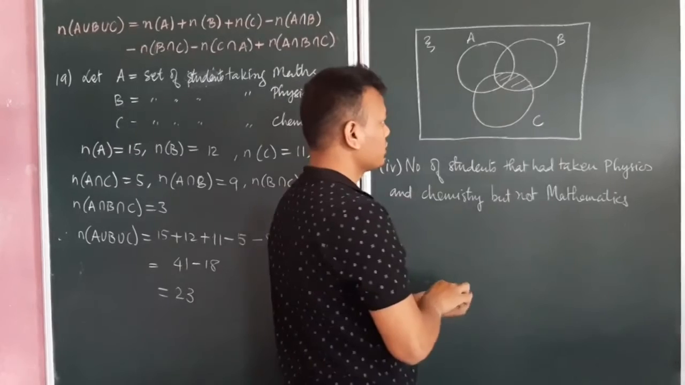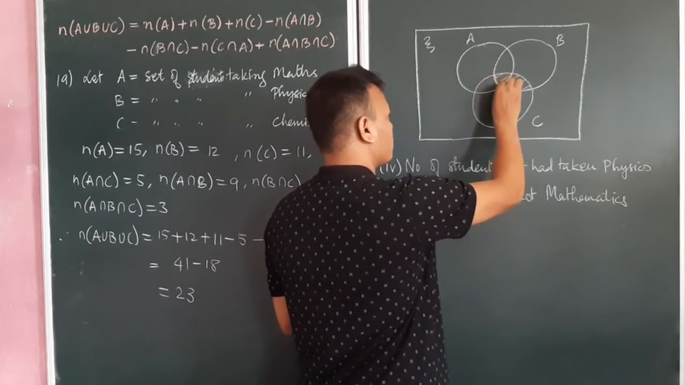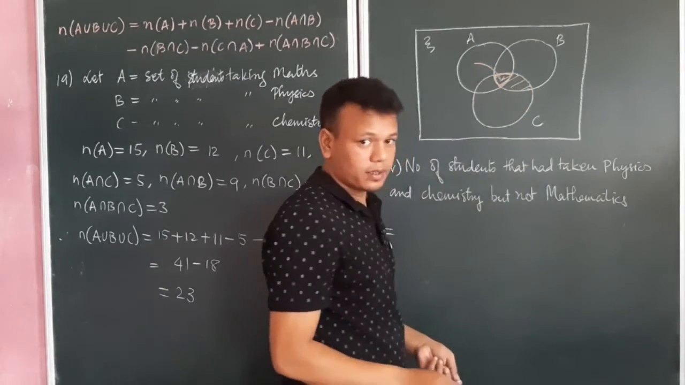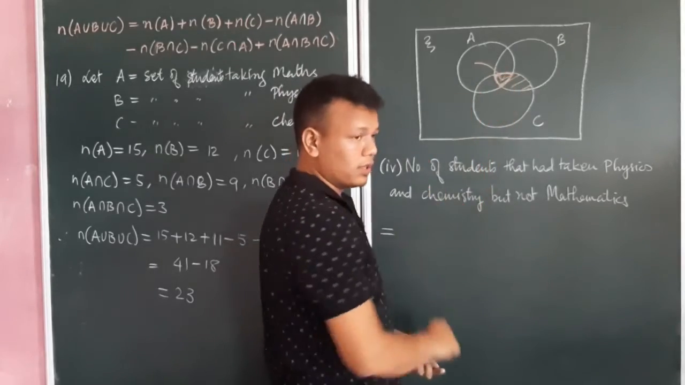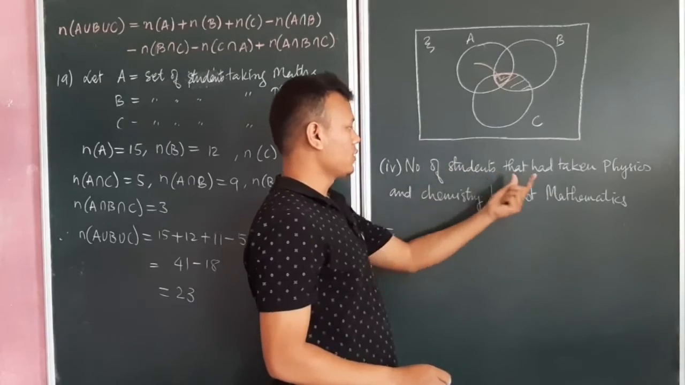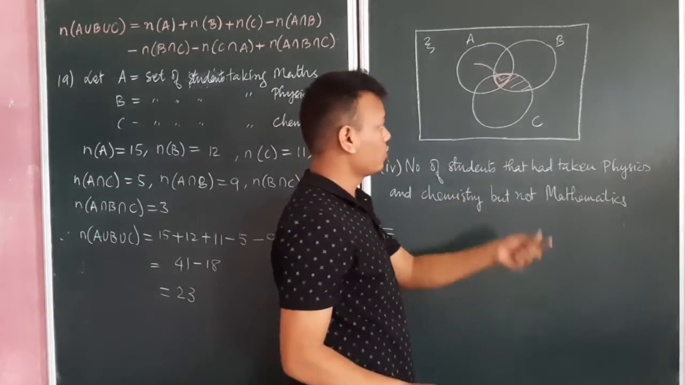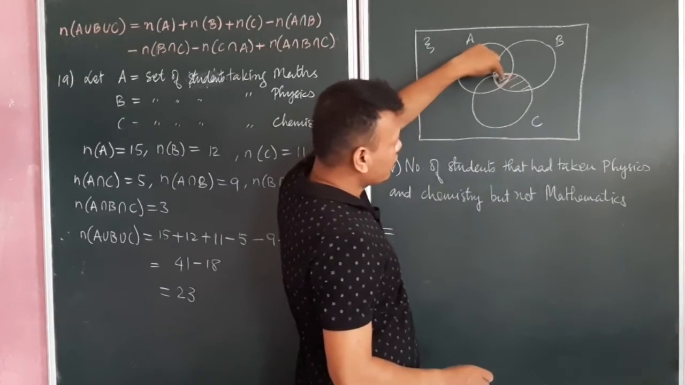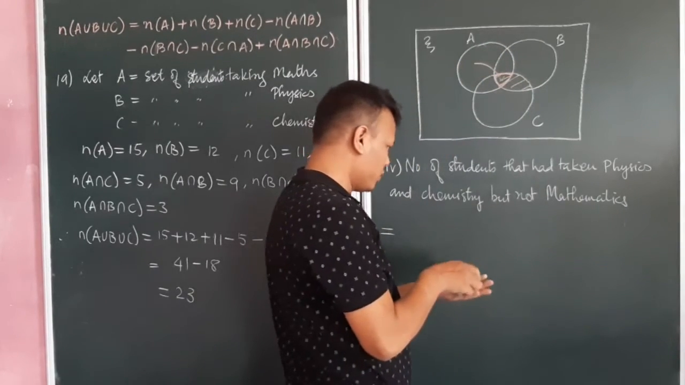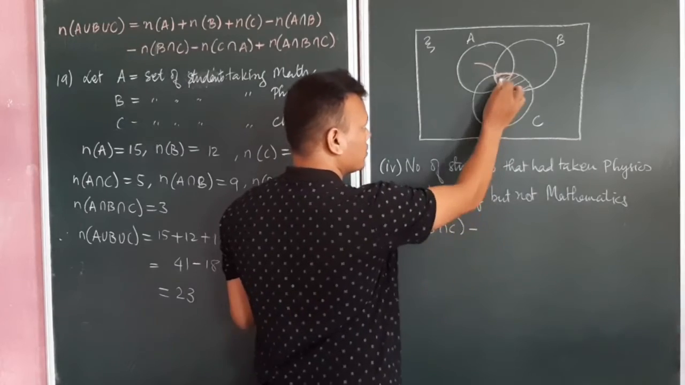Now here what happens is we have got this part, if you see. And what is this part? In this part we have got mathematicians as well, isn't it? We don't want them in this, because the question says who had taken physics and chemistry but not mathematics, right? So that's why I don't want this, so I will remove this from this group, that is B intersection C. So basically from B intersection C I need to remove this part, and what is this?